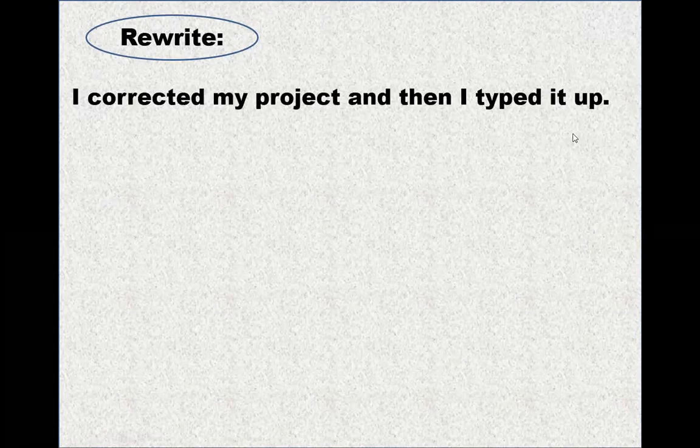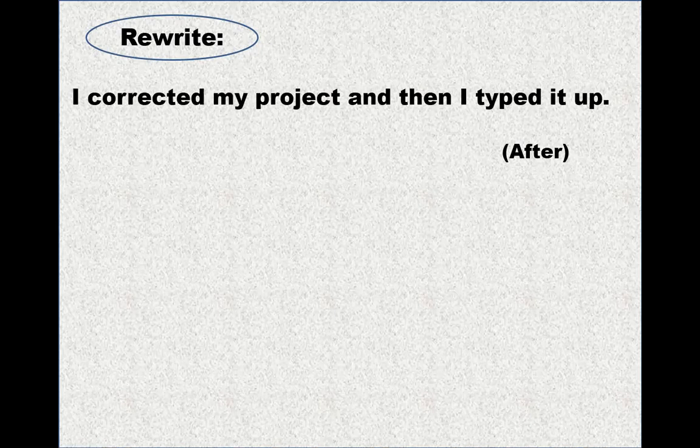He wants you here to use after. He gave you two actions that happened in the past: corrected the project, typed it up on the keyboard on the laptop or computer. You must see what is the first action to put it in past perfect, and what is the second action to keep it in past simple. So the first action must be in past perfect, had plus past participle, and the second action must be in past simple.